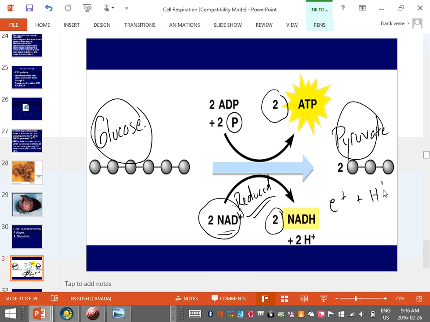And protons. And remember, it picks up 2 electrons and 1 proton, and 1 proton is just released. Where do the electrons and protons come from? It also has to come from glucose. That means glucose is being what? Oxidized or reduced? Oxidized. So, you'll see why it's important to oxidize the glucose. Why is it important to take away electrons and protons?